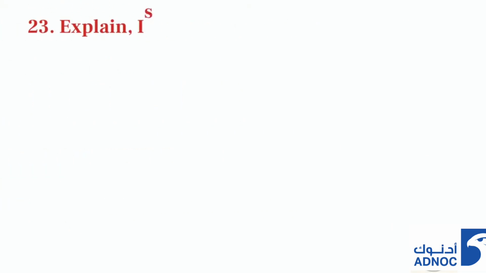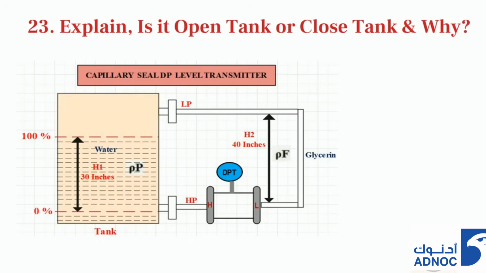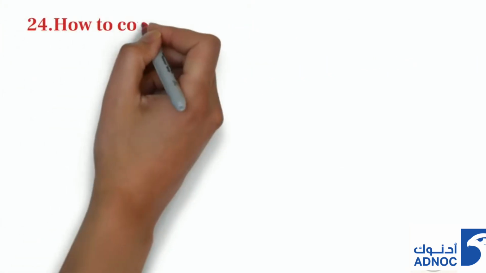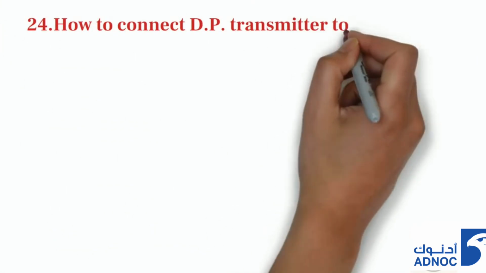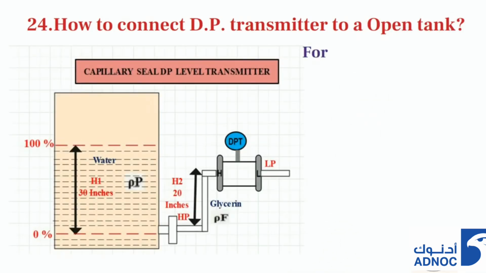23rd question is, please identify, is it an open tank or closed tank, and why? It is a closed tank, because DPT's low pressure side is connected to the top part of the vessel. If the low port side of DPT is vented to atmosphere, then it is known as an open tank. Next question is, how to connect a DP transmitter to an open tank? For an open tank, the low port side of DPT is vented to atmosphere.